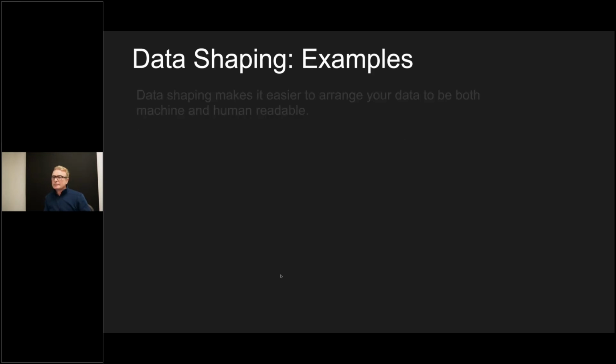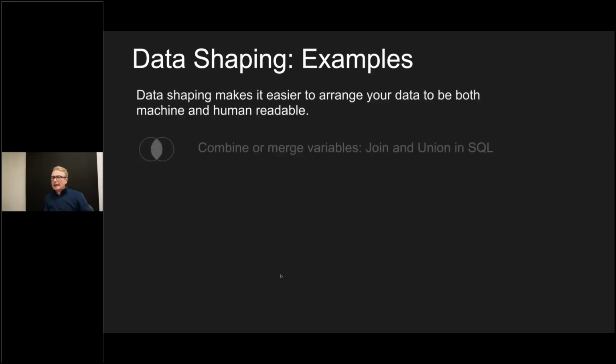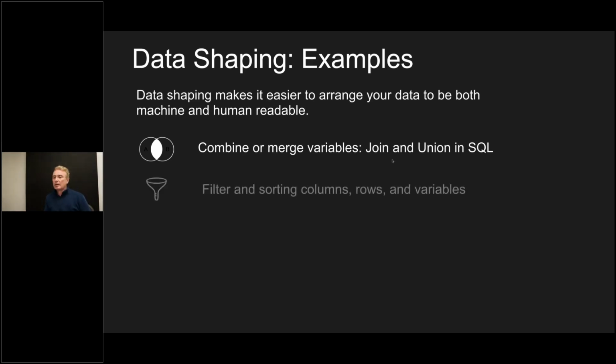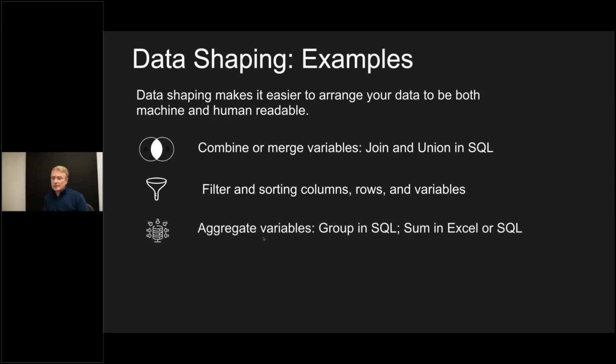Examples of that would be combining and merging variables. I do it all the time in Excel. I've got to combine and merge. So in SQL, use a join or a union. In Excel, you might use a VLOOKUP or lookup. Filtering and sorting columns. Again, you're very familiar with doing that in Google Sheets and stuff like that. But a lot of data engineering, a lot of data science, you're required to do this, sorting columns. And then aggregate variables, like grouping in SQL, doing a sum in Excel and stuff like that.